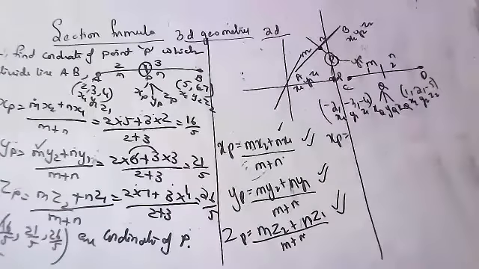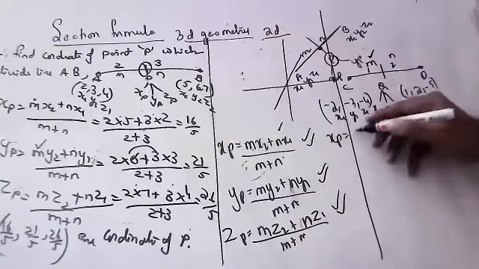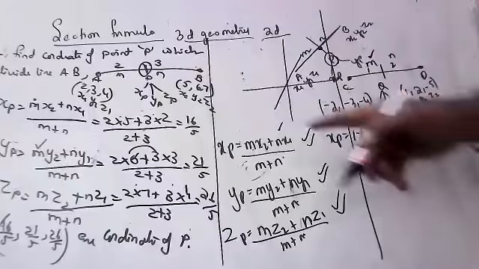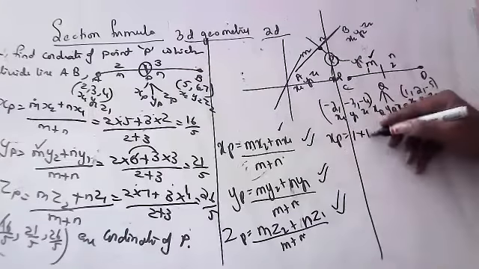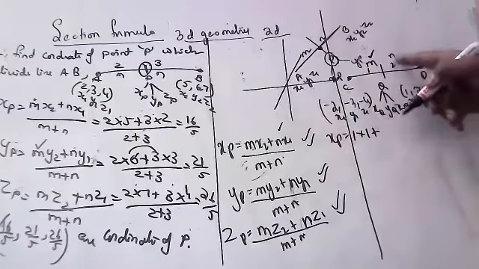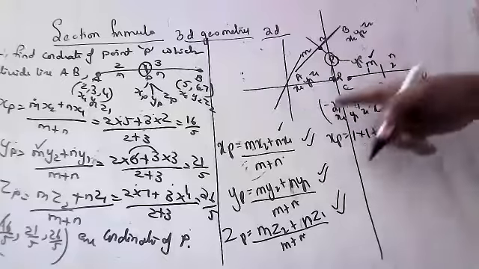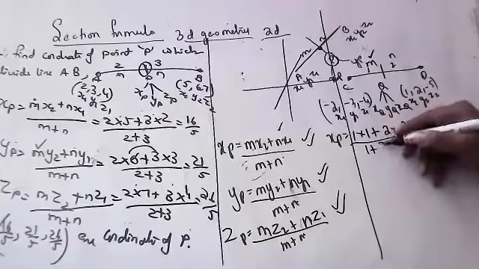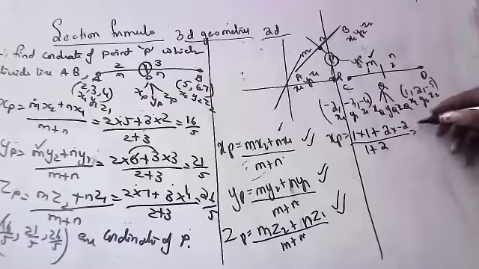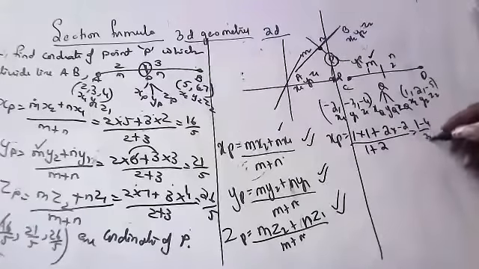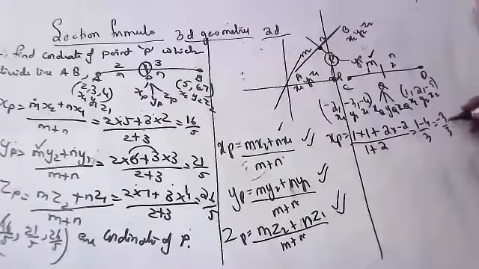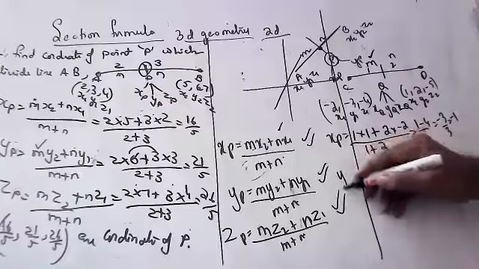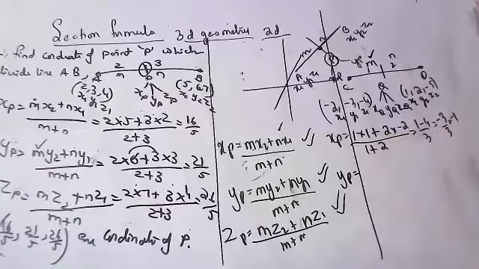Tell. XQ equals 1 into X2. X2 is how much? 1. 1, and 2 into X1, into -2. 2 into -2 by 1 plus 2, M plus N. So 1 minus 4 by 3, that is -3 by 3, that is -1. Very good.